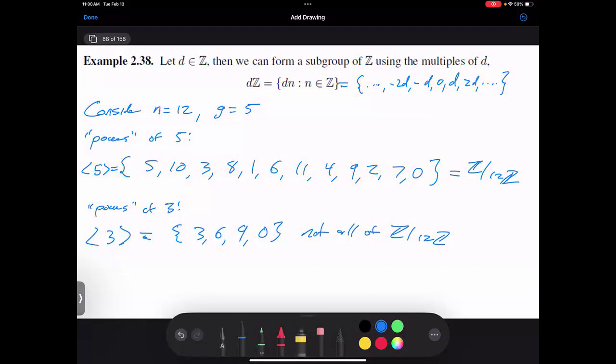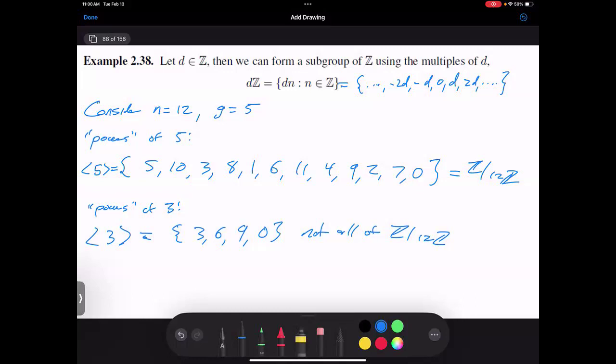Is there any number that I could have used other than 5? I could have used 7, excellent. What else could I have used? 11, I'm sorry? 1, I could have used 1. What else could I have used? 11. In fact, what do you notice about these numbers 1, 5, 7, 11? They're relatively prime to 12.